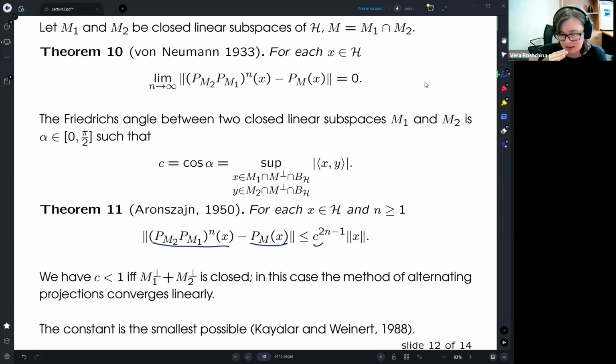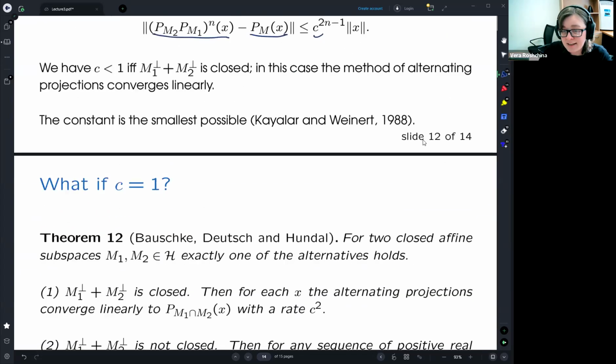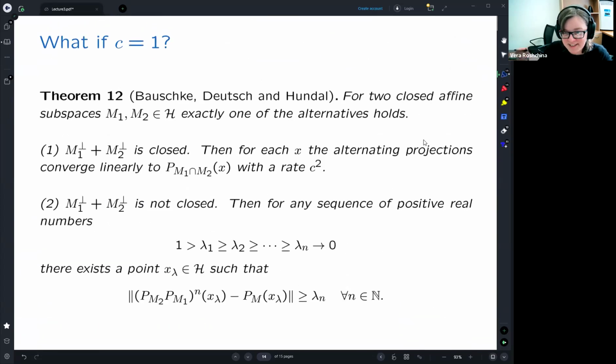So the angle is 0. However, it's not like the subspaces are somehow coinciding. It happens when the sum of the orthogonal complements of these subspaces is not closed, right? So it can happen that we have two closed linear subspaces, but their sum is not closed. And in that case, the projection method can converge arbitrarily slowly. So no matter what convergence sequence I present, I can make it converge that slowly, right?